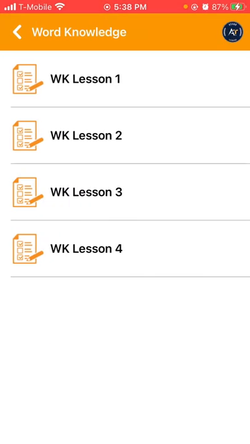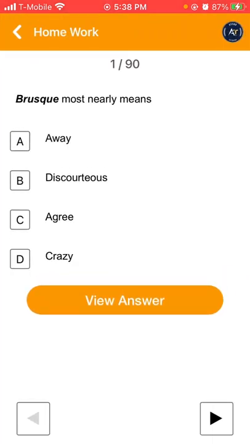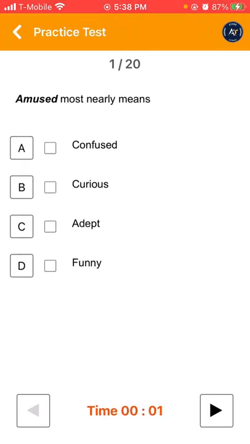In the word knowledge section, there are 4 lessons. To get started, study the words in the homework section, as you can see right here, and then take the practice tests until you get 90% or above. Many of the words in here have shown up on previous ASVAB tests.